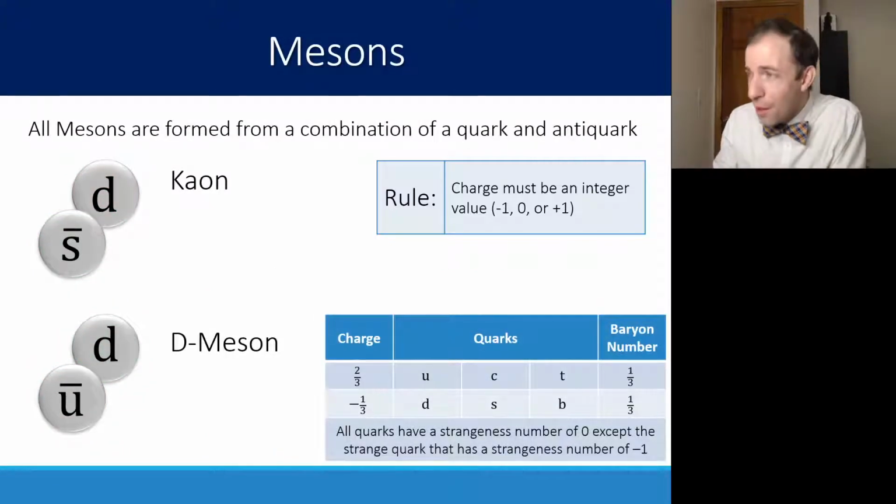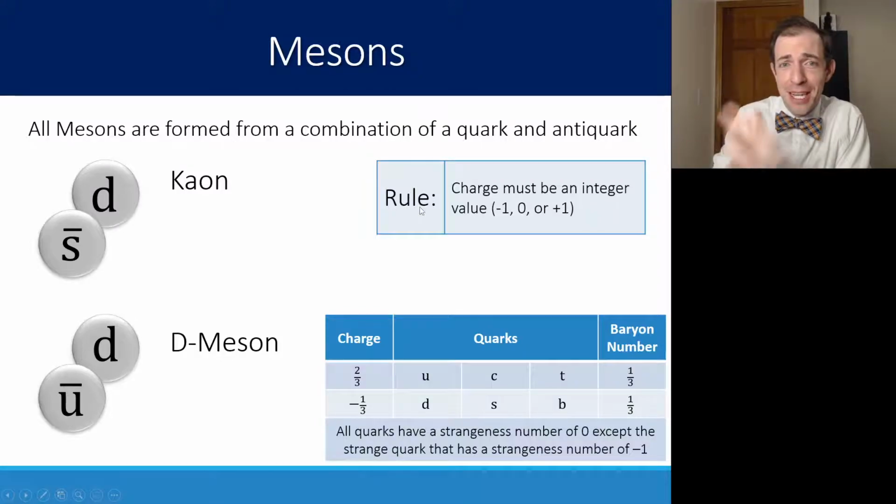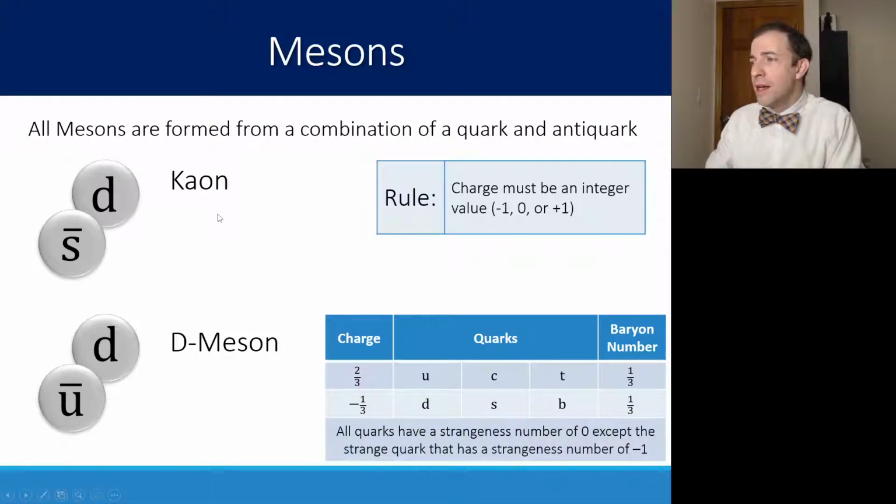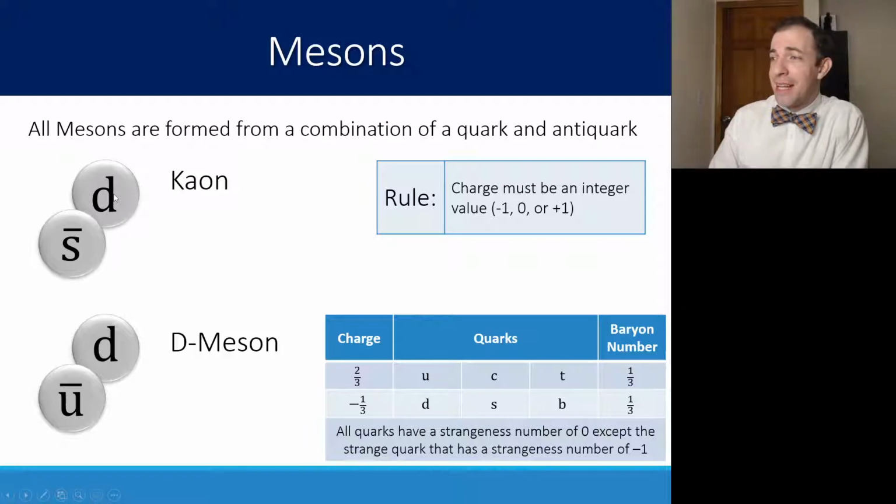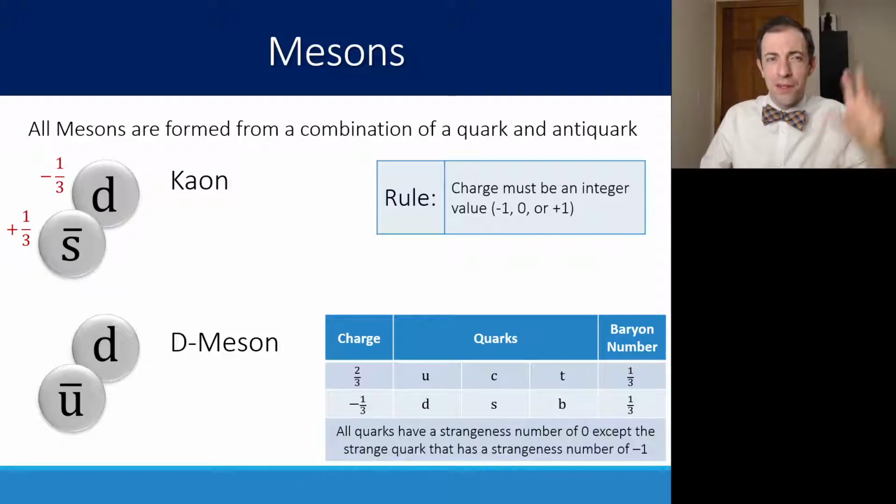These mesons are always going to be formed with a combination of a quark and an anti-quark because the rule always stays the same here that you must have an integer value, -1, 0, or +1. So if I look at this kaon here, I've got a down quark, and again, this bar on top means it's an anti-strange quark. Well, find on my list down quark is a negative 1/3 charge. Then I find strange is here. Well, strange says it's a negative 1/3, but since it's an anti-strange, that becomes a positive 1/3. So I have a negative 1/3, positive 1/3. They cancel each other out, and we have a charge of 0.